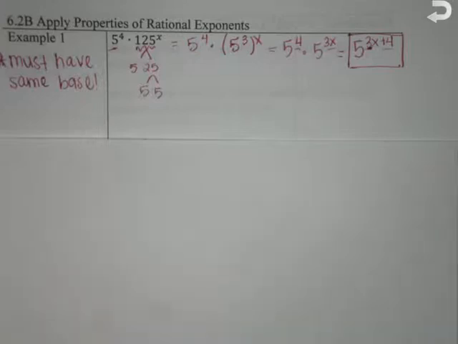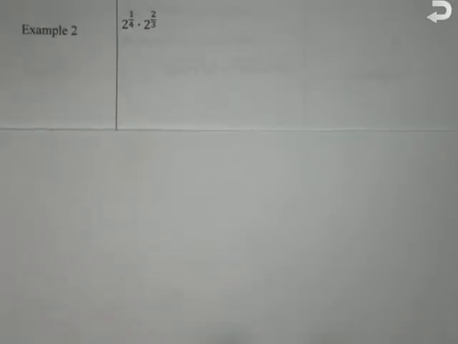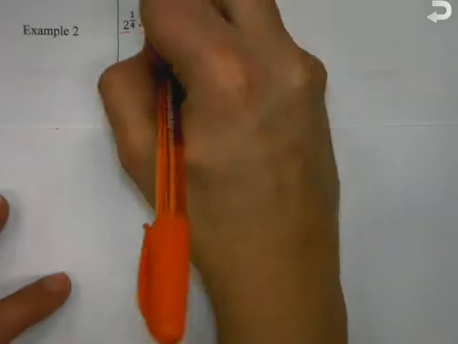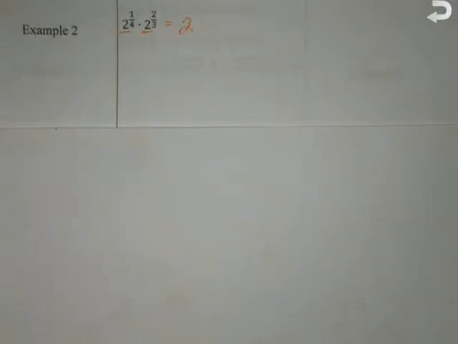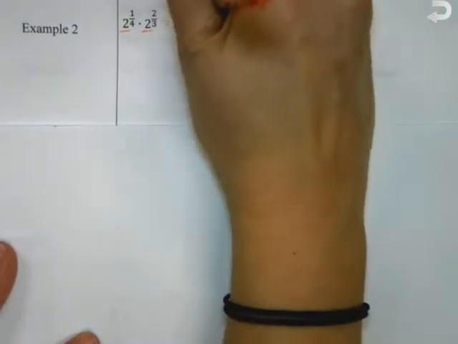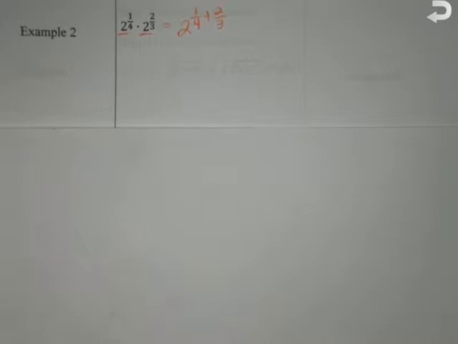Okay? Example 2. 2 to the 1/4 times 2 to the 2/3. Can I go straight into multiplying these guys? Do I have the same base? Yeah. So this is a base of 2. And what do I do with the exponents? Add them. So this is 1/4 plus 2/3 in the exponent. Now we want to simplify this as much as possible. So I heard a couple of you saying it. We need to get a common denominator. What would the common denominator be? 12.